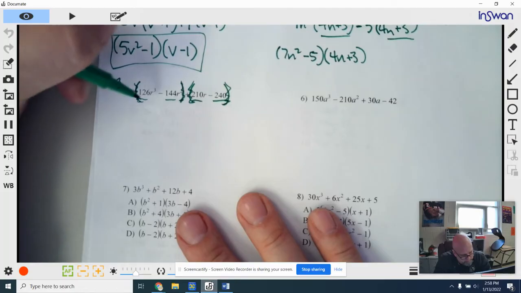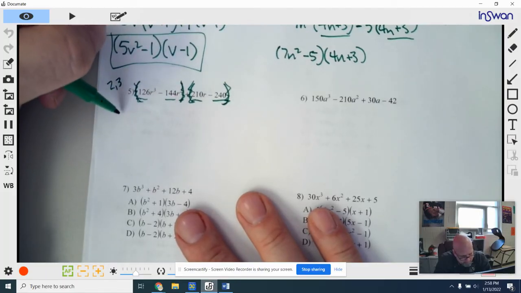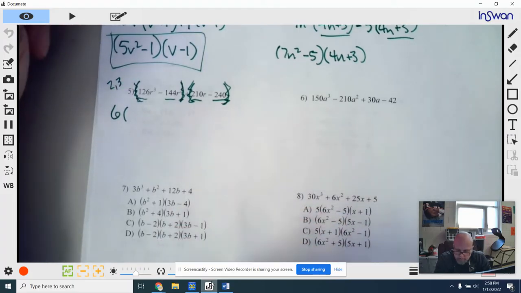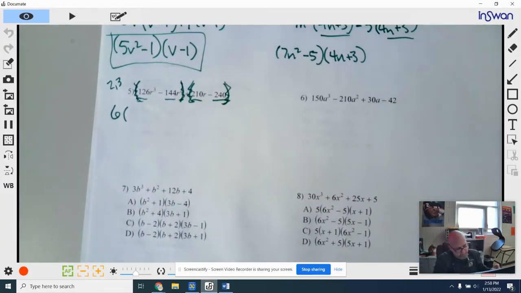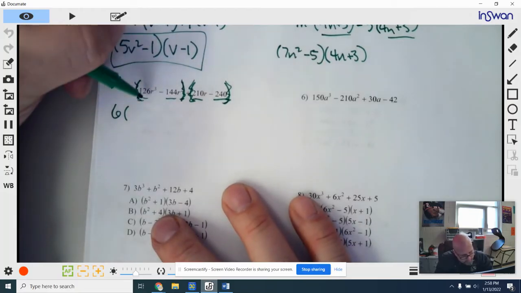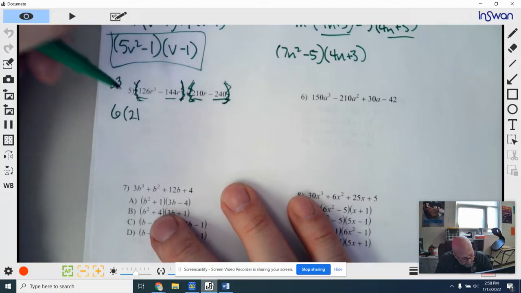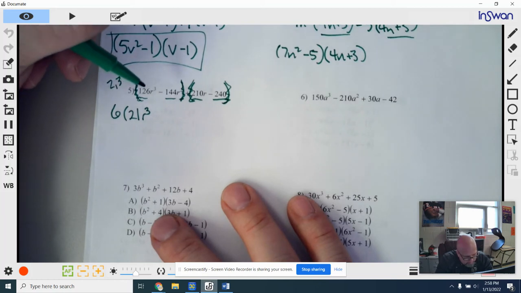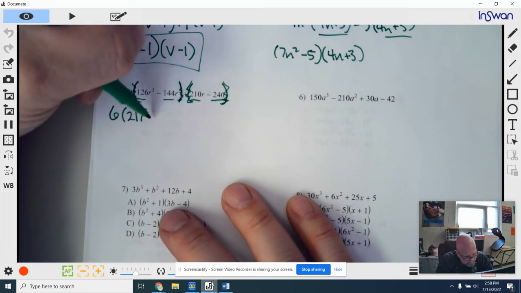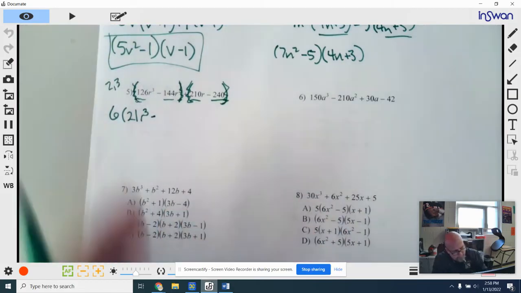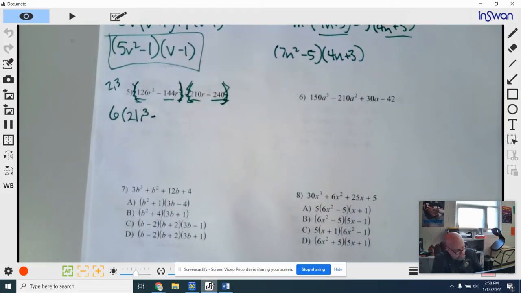All right, I'm going to tell you for this one, 6 is the largest number that I can pull out of these. So the first thing I'm going to do is pull out a 6, and then I need to rewrite everything that's left. So let's see, 6 times what's 126? It's going to be 21r cubed. 6 times what is going to be negative 144r? I think that's a 19. I'll double check.